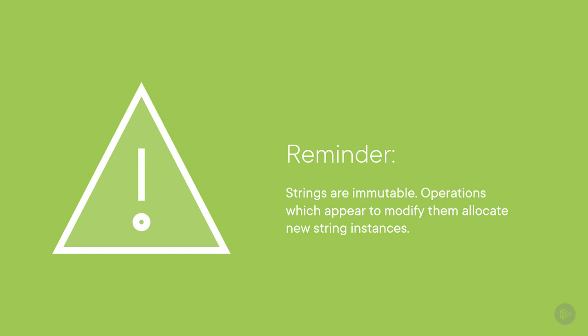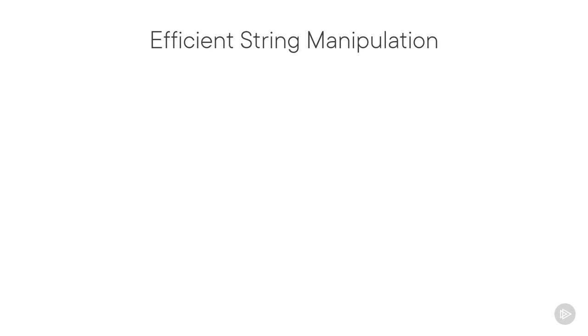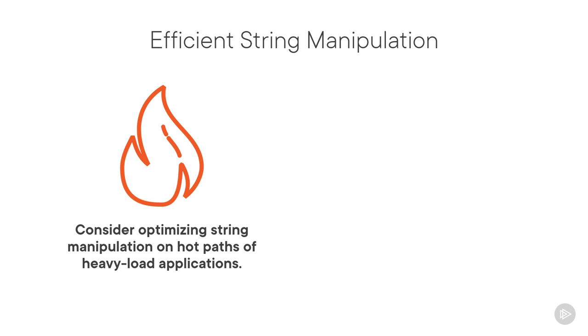As I've pointed out very often in this course, manipulating strings causes frequent allocations due to their immutable design. This becomes a more significant concern in heavily used applications where speed and performance are essential. If your code performs a high volume of string manipulation on hot paths, then you should consider optimizing the techniques that you use to reduce the overhead.